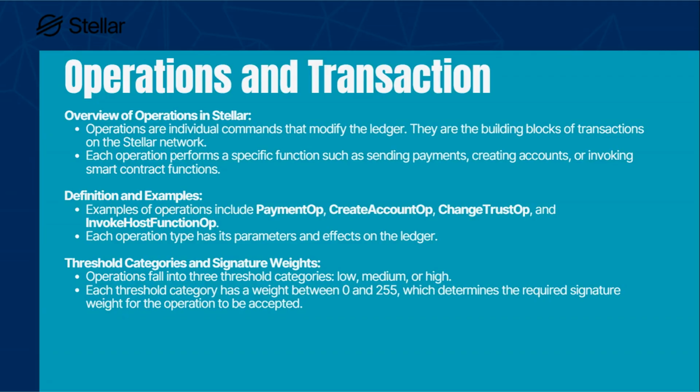Examples of operations include payment op, create account op, change trust op, and invoke host function op. The last one, invoke host function op, is particularly important for Soroban because it's how you trigger smart contract execution.